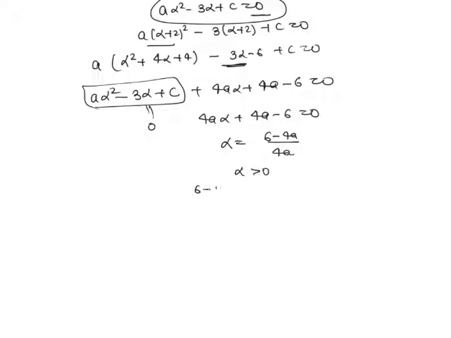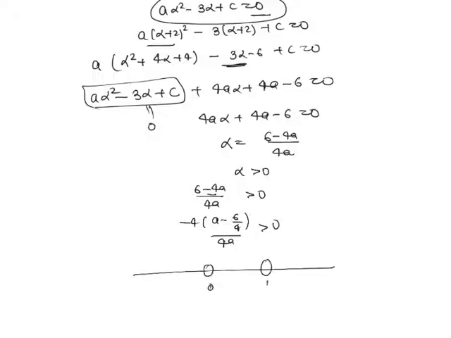We know alpha is greater than 0. So we can say 6 minus 4a divided by 4a must be greater than 0. If I take minus 4 common, we'll get a minus 6 by 4 divided by 4a should be greater than 0. So if I draw wavy curve, 0 and 6 by 4 are critical points. This side will become minus, this side plus, then minus. So we want this side should be greater than 0. So we'll take between 0 and 6 by 4. So answer is open interval 0 to 3 by 2. So a belongs to 0 to 3 by 2.